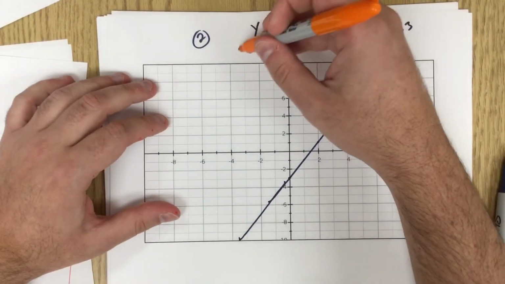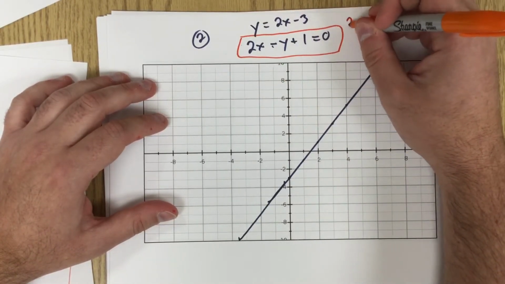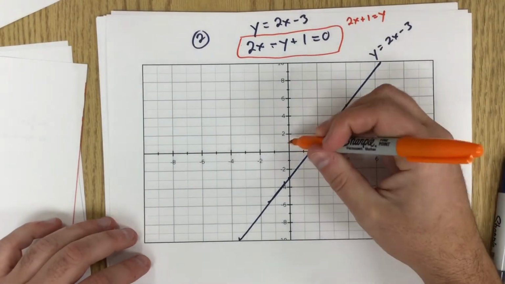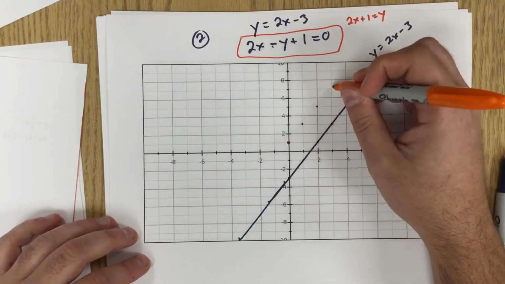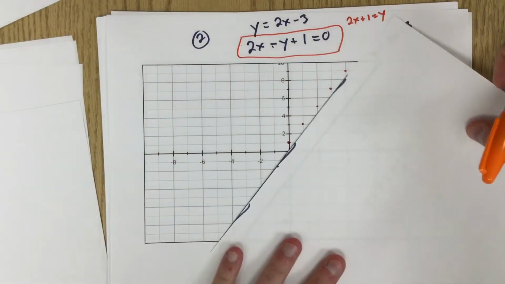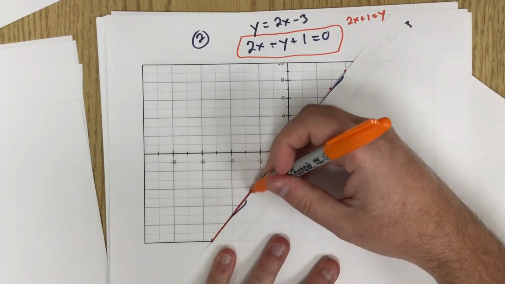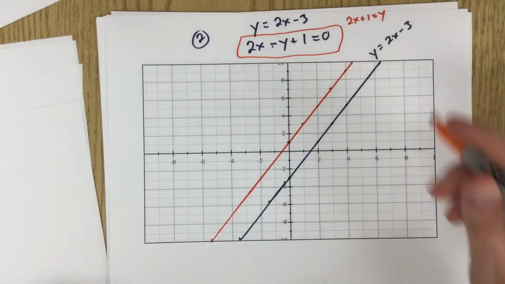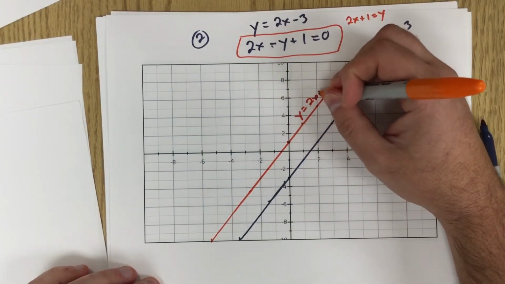Now I'm going to graph this one over here. If I rearrange that, that would become 2x plus 1 equals y, or y equals 2x plus 1. So I start at 1, and I go up like this. And then I draw the line. So what we notice, that was y equals 2x minus 3. This is essentially y equals 2x plus 1.